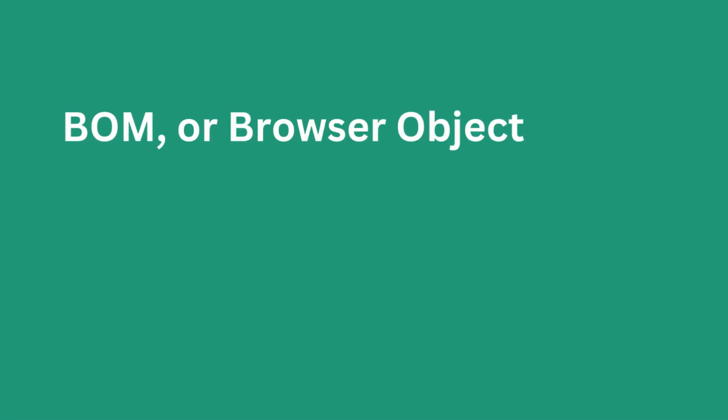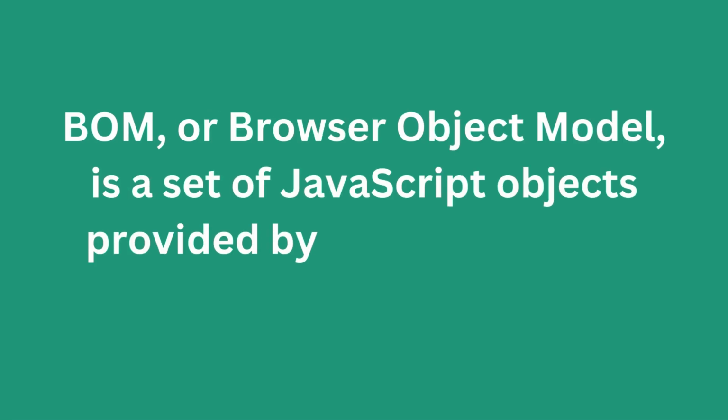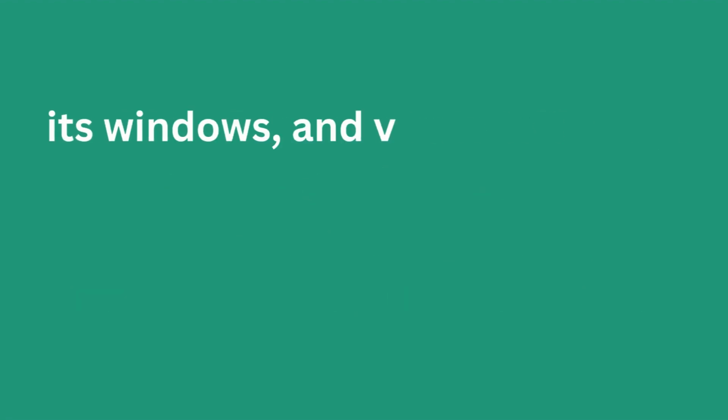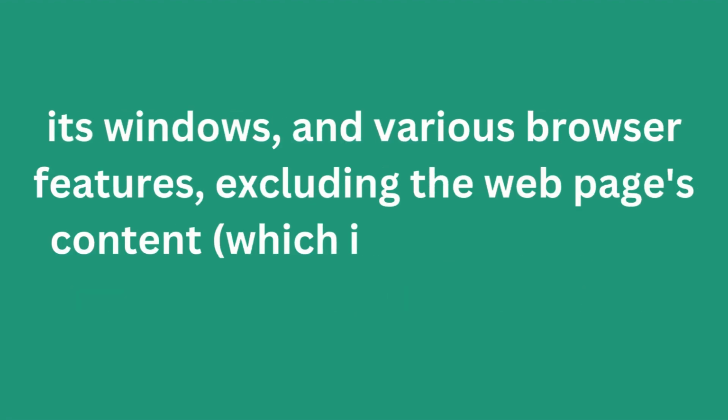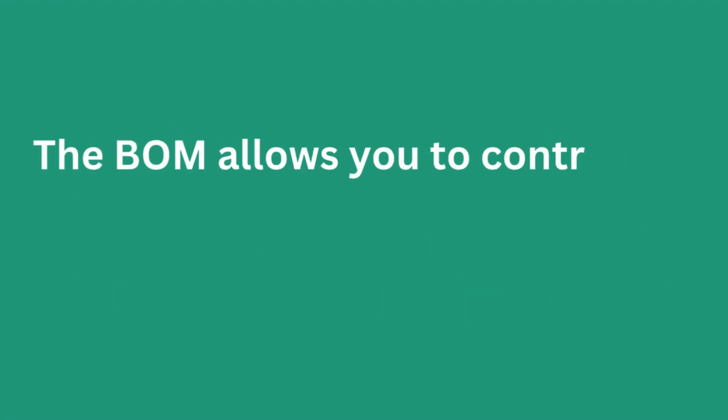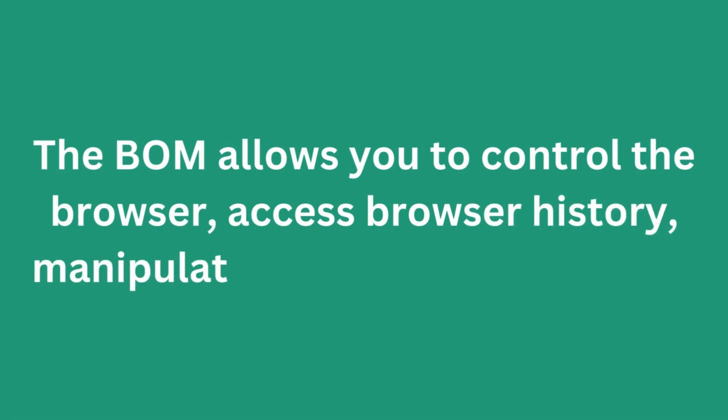What is BOM? BOM, or Browser Object Model, is a set of JavaScript objects provided by web browsers to interact with the browser itself, its windows, and various browser features, excluding the web page's content, which is handled by the DOM or Document Object Model. The BOM allows you to control the browser, access browser history, manipulate the window, and more.